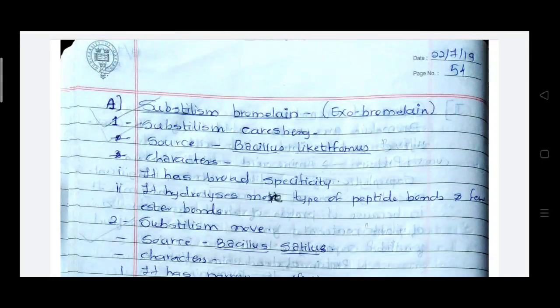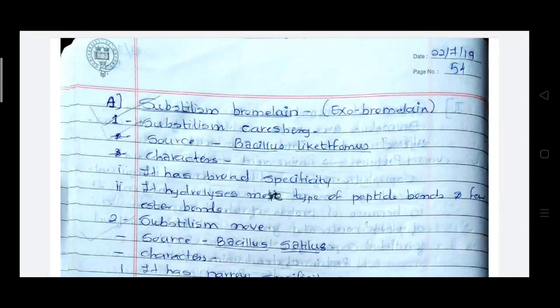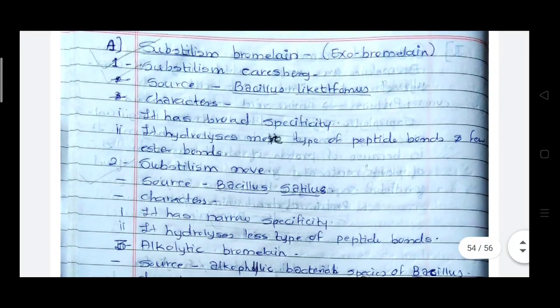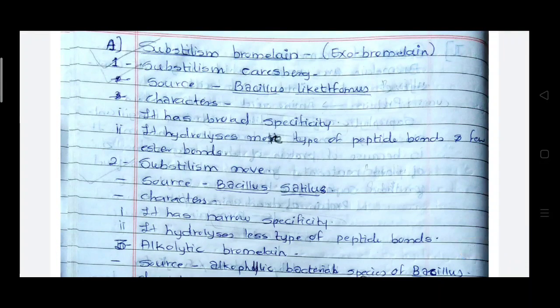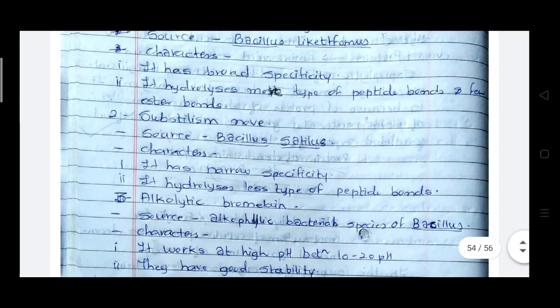In that there are different examples. First is subtilisin Carlsberg. Its source is Bacillus licheniformis, and it has broad specificity. It hydrolyzes most types of peptide bonds and a few ester bonds. Then second is subtilisin novo. Its source is Bacillus amyloliquefaciens, and it is characterized by narrow specificity, and it hydrolyzes fewer types of peptide bonds.